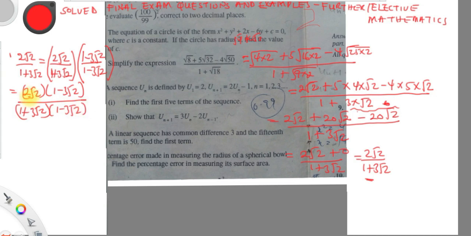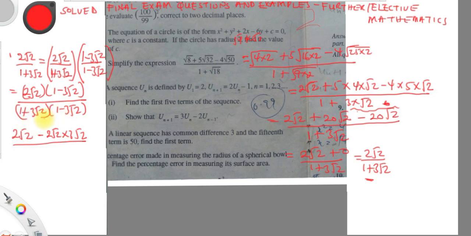So this you expand: 2 root 2 times 1, you get 2 root 2. And then 2 root 2 times negative 3 root 2, so the answer will be negative. Then we have 2 root 2 times 3 root 2 is what we are getting, all over the denominator.